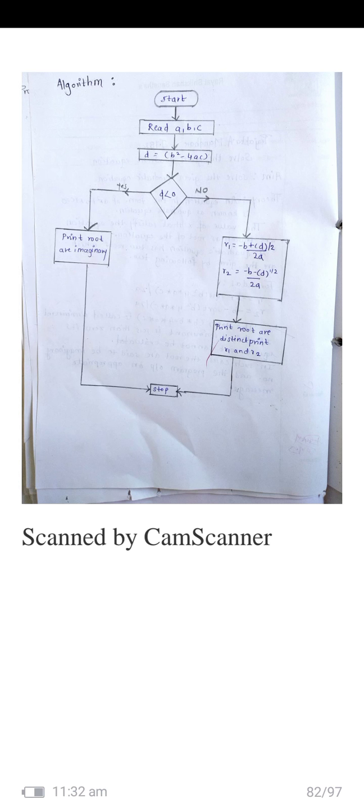Now the algorithm of this program is this. Start, read the numbers a, b, c. Then d equals b square minus 4ac. Then check whether d is less than 0. There are two conditions, yes or no. Suppose no, d is less than 0 is false, then two formulas are used here.